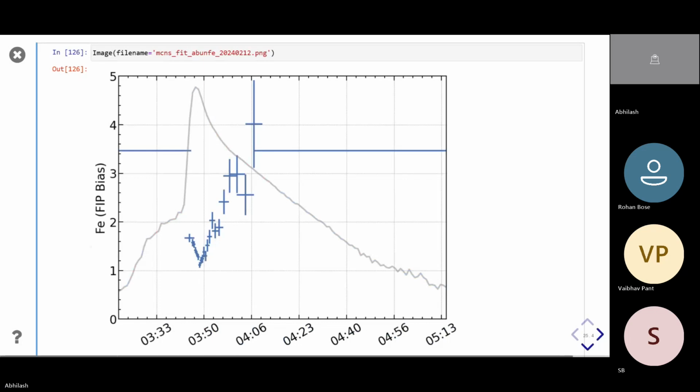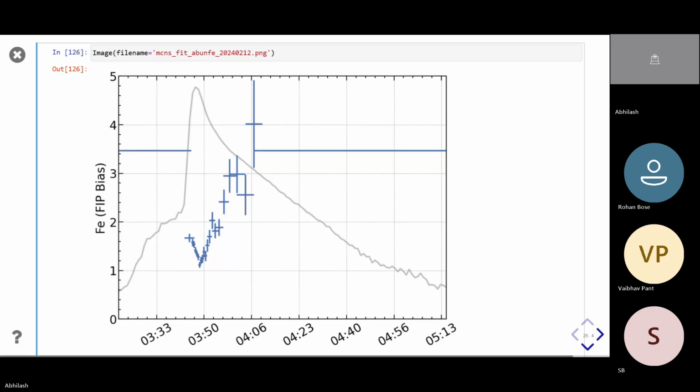Yeah, I'm not sure. Should I go into this? Maybe not, right? Probably we'll go into this during the project. I'll just skip it. So this is again a typical abundance profile during a flare, right?